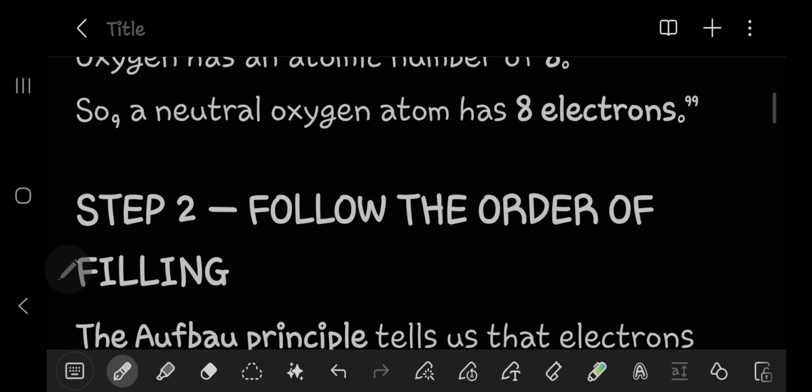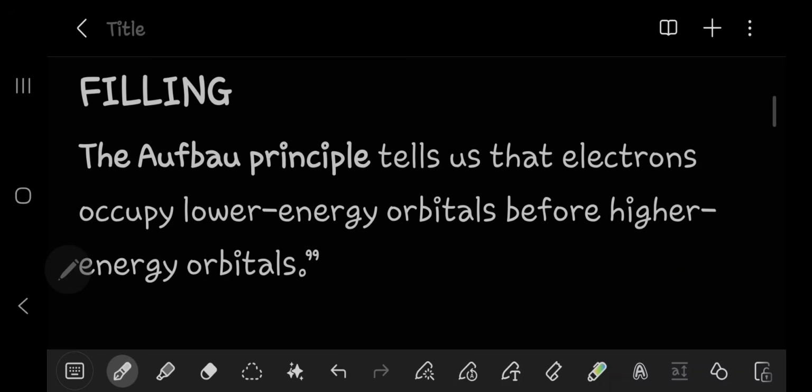Step 2. Follow the order of filling. The Aufbau Principle tells us that electrons occupy lower energy orbitals before higher energy orbitals. We have a mnemonic device for us to know the order of filling the electrons. And I'm gonna show you how to make the mnemonic device.